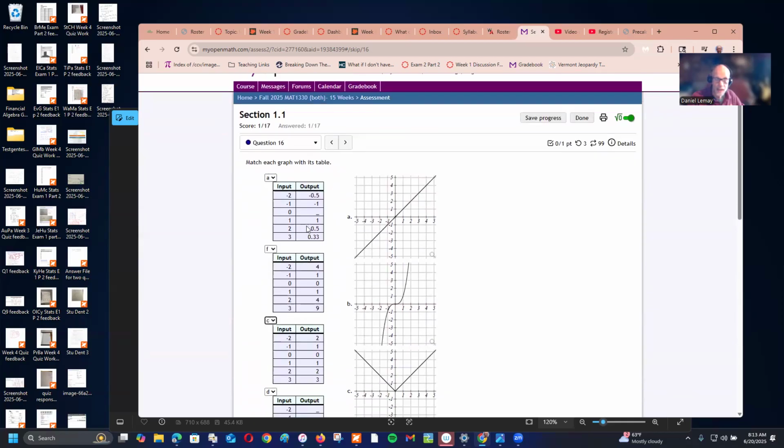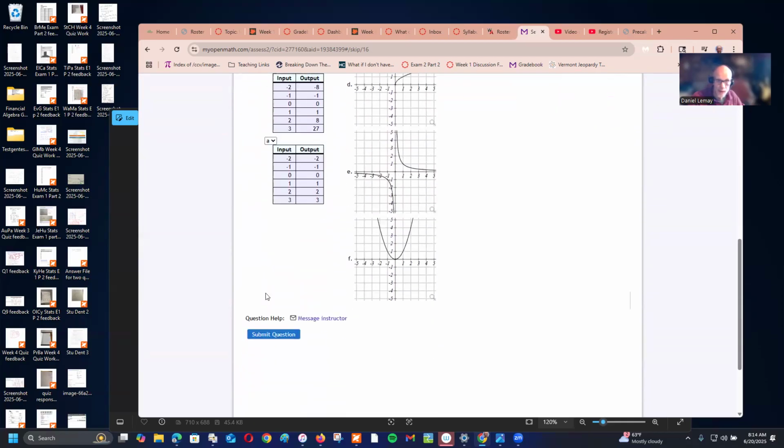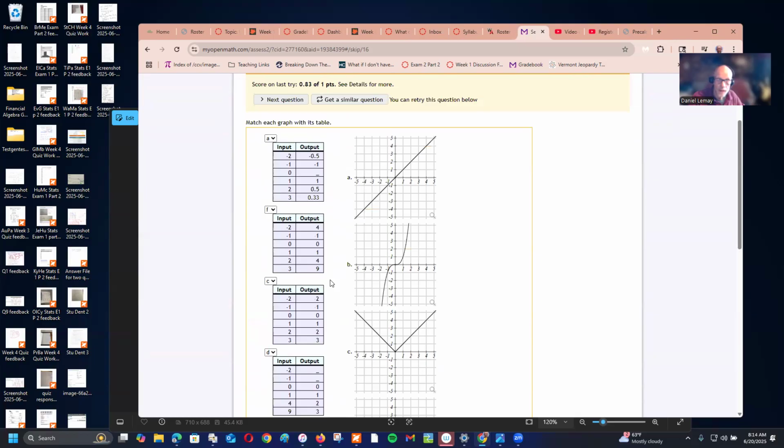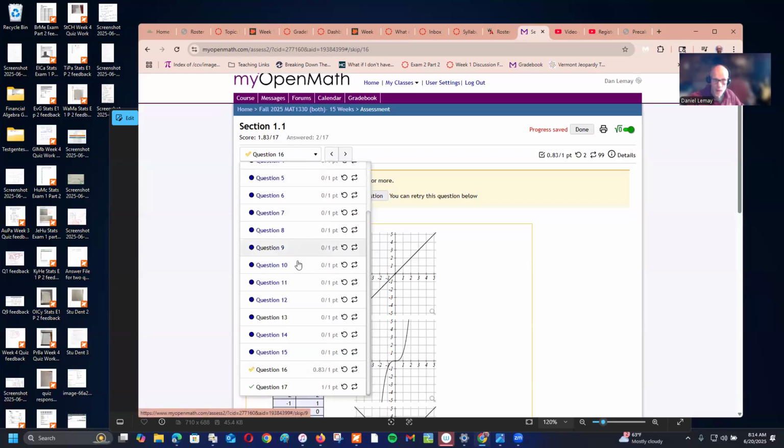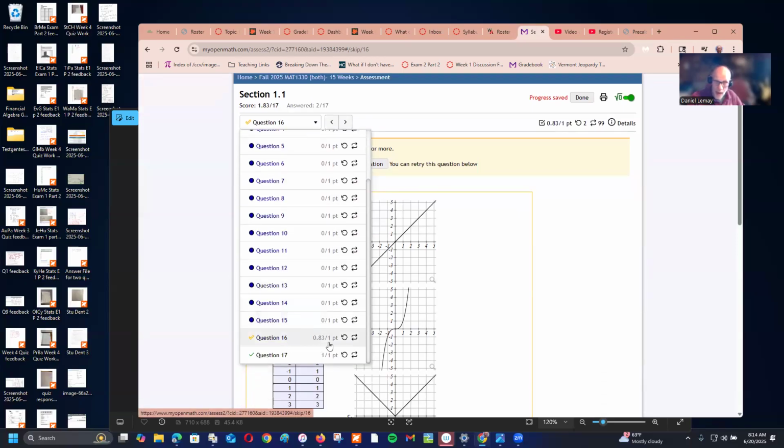I think that's, I don't know. Let's see if I get one wrong. Yeah, see how it's yellow? So I can get a similar question now, or you can say, see how it's marked yellow? I got 0.83 out of 1. I don't know. I'd maybe figure out what I did wrong and then I would go on.